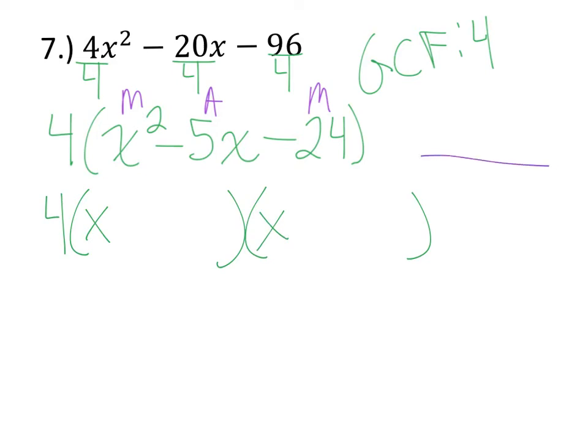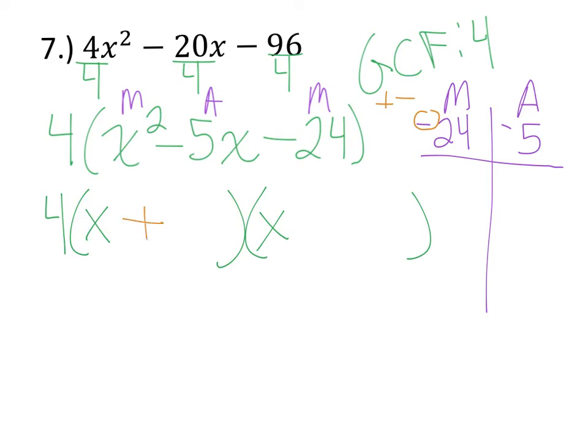I'm going to set up my little t-chart. I need 2 numbers that multiply to get me negative 24, and when I add them together, they give me a negative 5. I know, because I'm multiplying to get a negative, that I'm going to have a positive and a negative. And I know, because I'm adding to get a negative 5, my bigger number is going to be the negative number, just to help me narrow down which numbers will work.